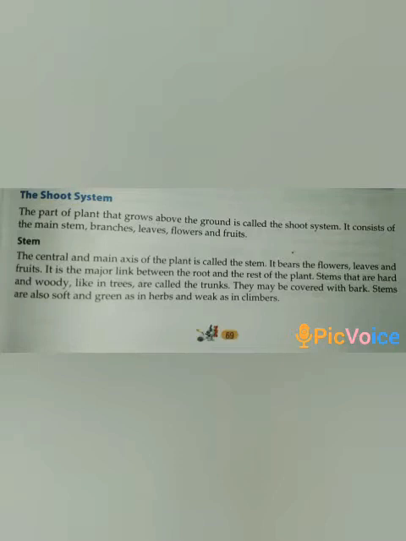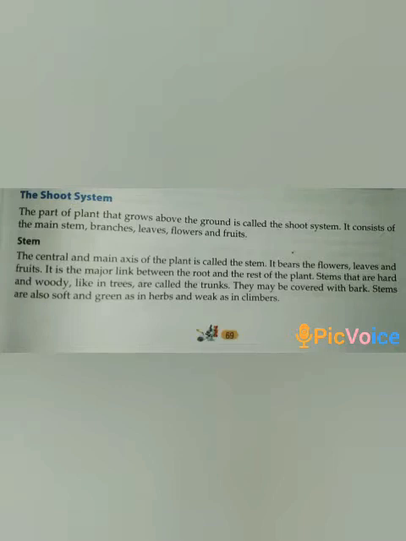So children, stem is the main part of the plant. Then stem. The central and main axis of the plant is called the stem. It bears the flowers, leaves and fruits. It is the major link between the root and the rest of the plant.